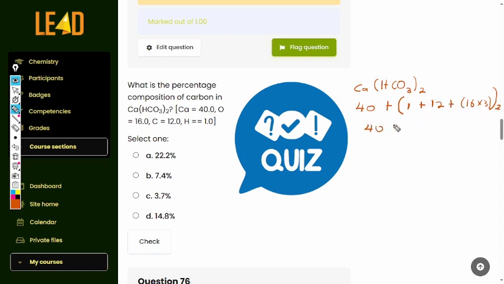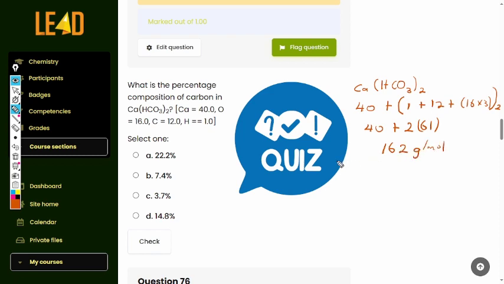So it means we have 40 plus, so 16 times 3, that's 48. 48 plus 1 is 49, and then plus 12 would give us 61. So it means 61 times 2 now, because of the 2 outside. So we'll multiply 61 by 2. So 61 times 2 would be 122. Then plus 40, that's 162. So the total mass of this compound is 162 grams per mole.